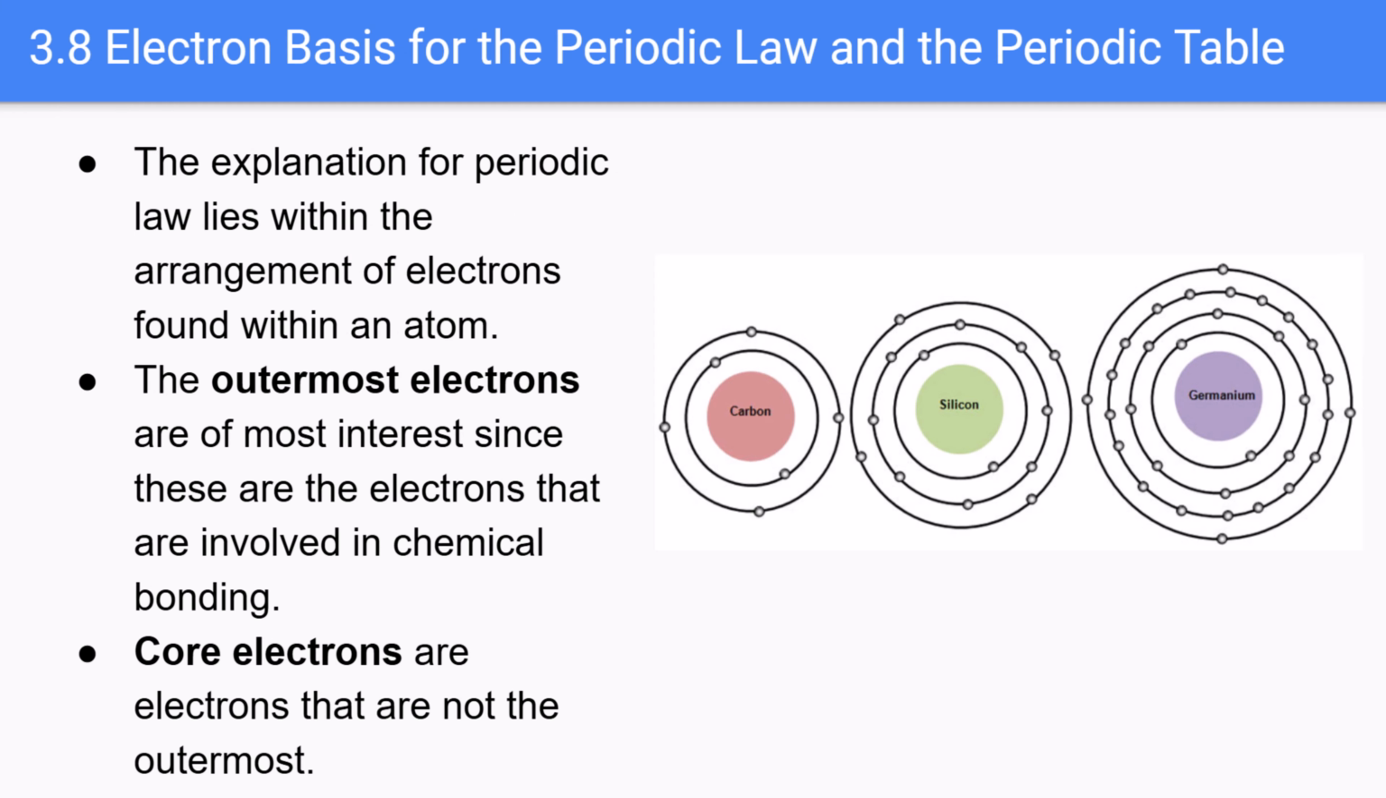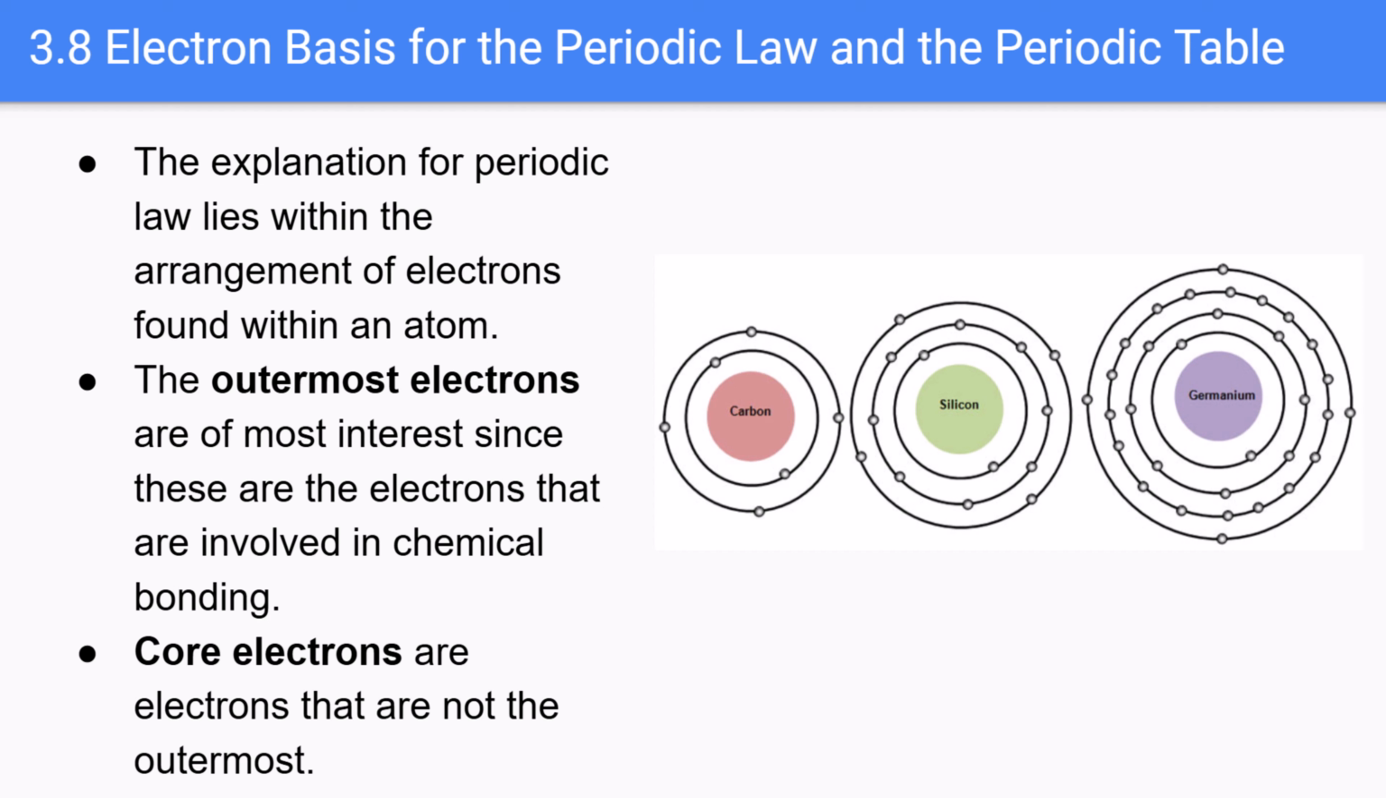Now, the explanation for periodic law, the reason why those particular elements bond in a certain way, has to do with the arrangement of the electrons that are found within an atom. Mostly the outermost electrons. These are the ones that are of most interest because they are involved in chemical bonding. There are also electrons called core electrons that are not the outermost. These are the ones that are further inwards, closer to the nucleus. So while electrons are free-flowing and moving around the nucleus, some electrons are just naturally further away from the nucleus than the others. These are the ones that are going to come in contact with other elements that the chemical is trying to bond with, and those are the ones that are going to interact to create chemical bonds.